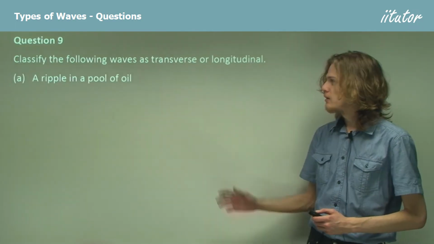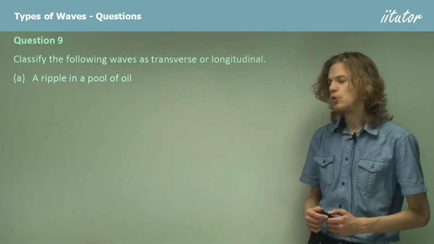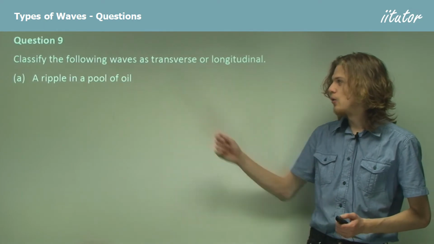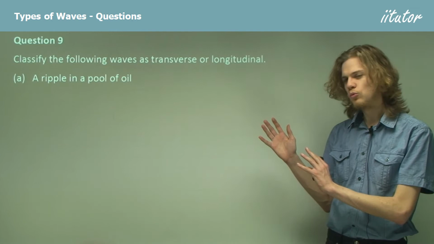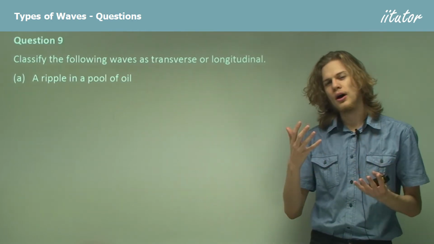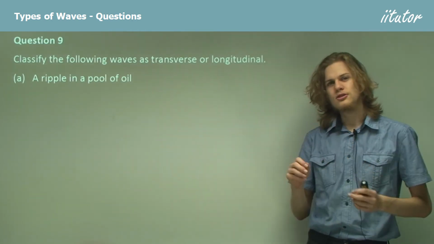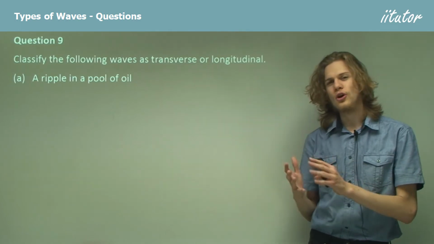Question 9. Classify the following waves as transverse or longitudinal. A ripple in a pool of oil. Now in this case, we have a mechanical wave that's causing the oil particles to move up and down and to affect other oil particles with surface tension.